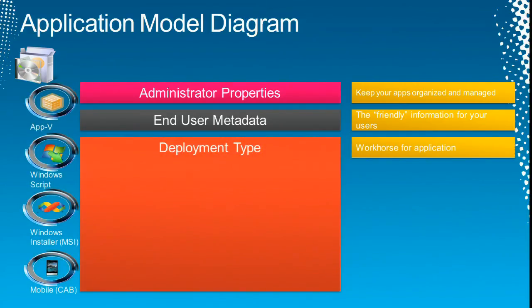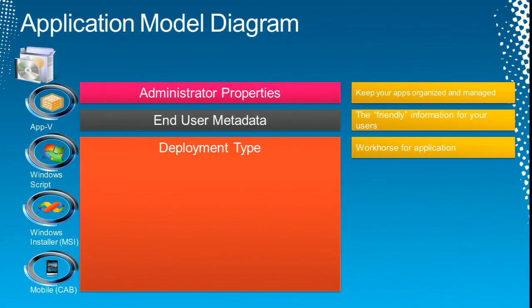Then you get into your deployment types. I'll show you the 4 different types on the side right now: App-V, Windows custom script, Windows Installer (MSI), and mobile CAB. We'll have additional deployment types coming out for things like Remote Desktop Services integration, Citrix XenApp, Nokia.